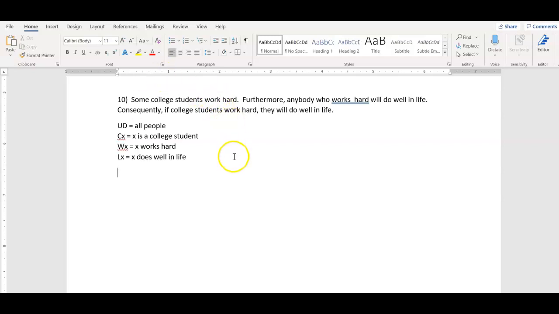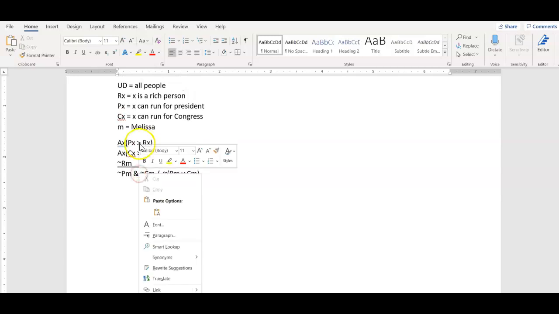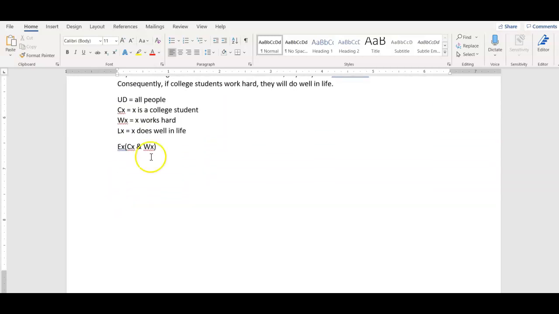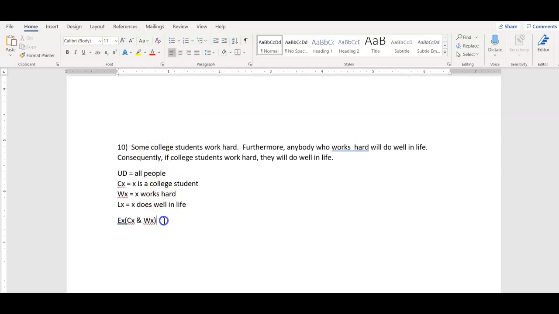Okay, some college students work hard. Some X is a college student and X works hard. Remember, for the existential quantifier, you're generally going to use the conjunction. Whereas a universal, as we've seen, you're going to use the conditional. Okay, so that's premise 1. Premise 2, anybody who works hard will do well in life. So for all X, if X works hard, then X will do well in life.